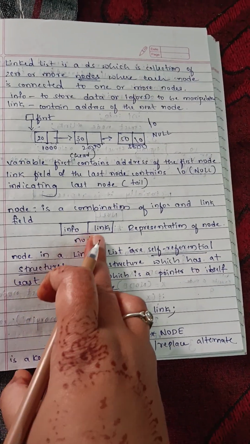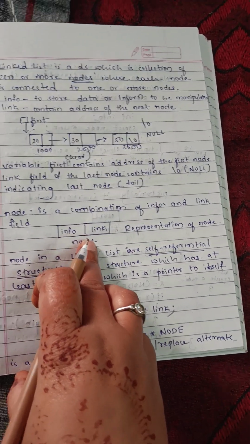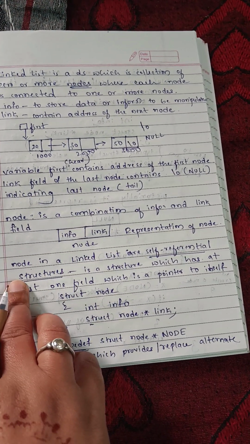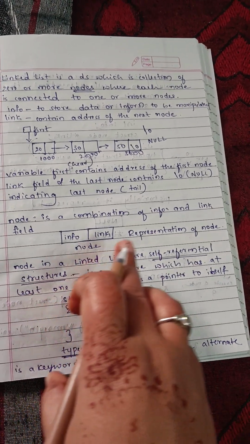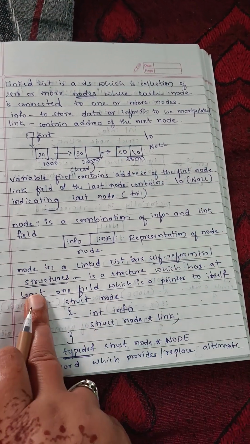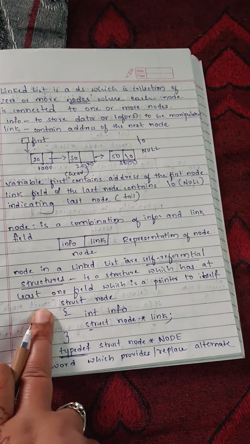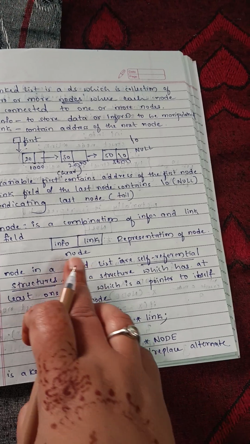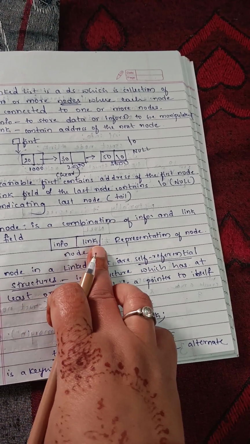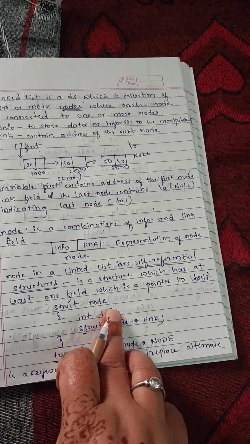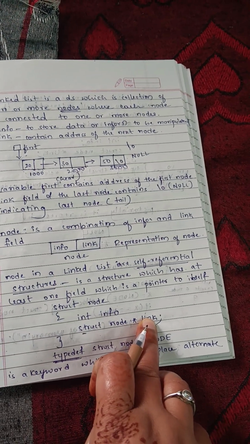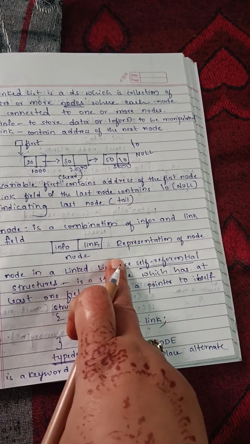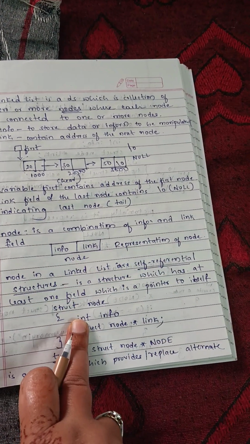In some of the textbooks they say that a node in a linked list is a self-referential structure. Then what is a self-referential structure? A self-referential structure is a structure which has at least one field which points to itself. How will you represent a node? You know that a node is a combination of info and the link field. I have written info here and the link field here. Let's see what a self-referential structure is.